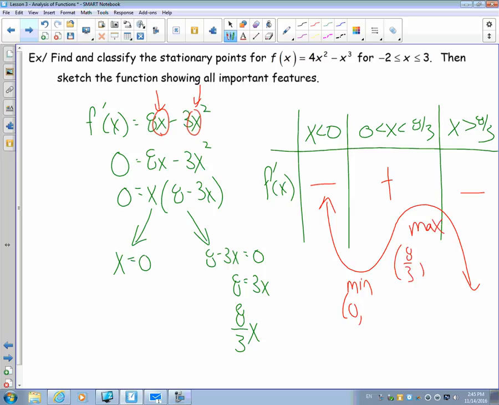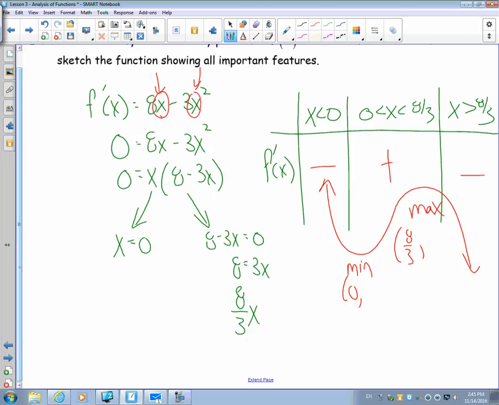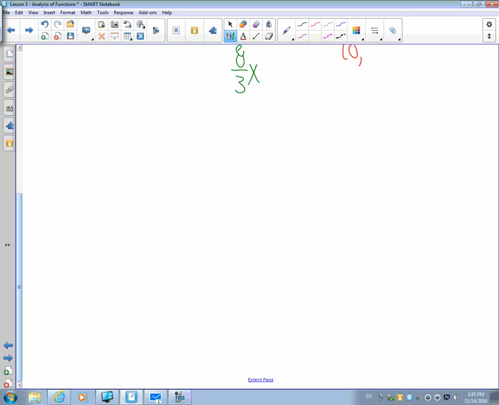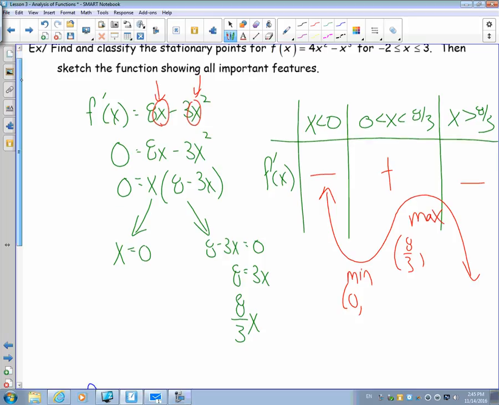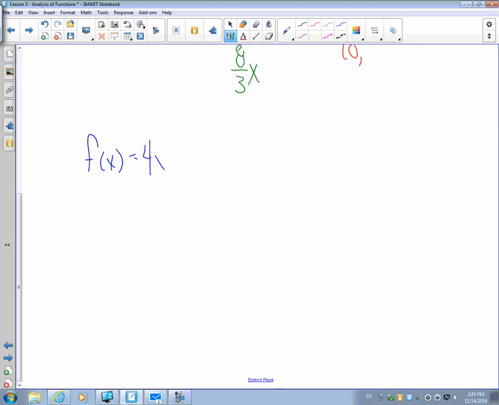Now, if I want to find the point that goes along with them, I go back to my point equation, which is my initial equation. So let's do that. Our initial equation was f at x equals 4x squared minus x cubed. And I want to know what's happening at 0. That's a nice one. That's just 0. And I want to know what's happening at 8/3. Now, that one's not so nice.